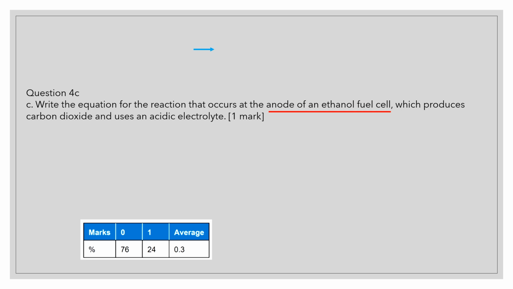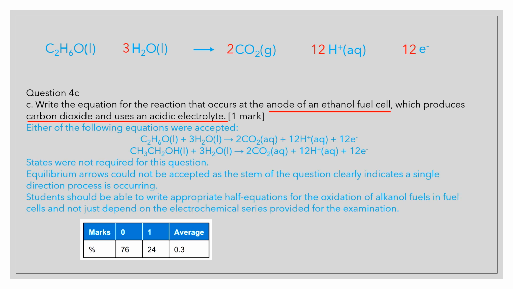Ethanol loses electrons in the anode and is converted into carbon dioxide in an acidic electrolyte. We write the equation step by step. First, write all reactants and products. Don't forget water as a reactant or product. The ethanol gains oxygen atoms through water. Second, balance the atoms on both sides. Finally, balance the charges on both sides.